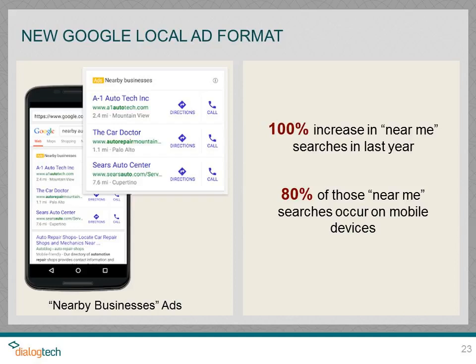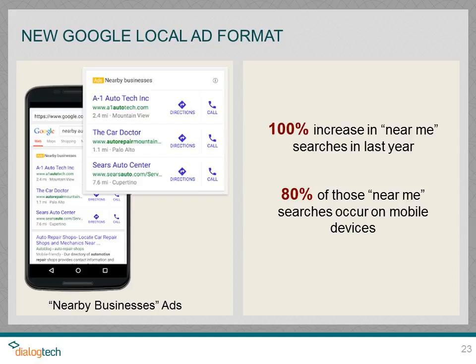Here's a quick local format. This is a new ad format that Google rolled out really to stress the importance and popularity of call extensions. So this is called a nearby business ad. So if someone searches for near me or nearby in their local search, it can pull up this new format where it lists a direct extension for directions and a call extension, and you can make calls directly from the ad.